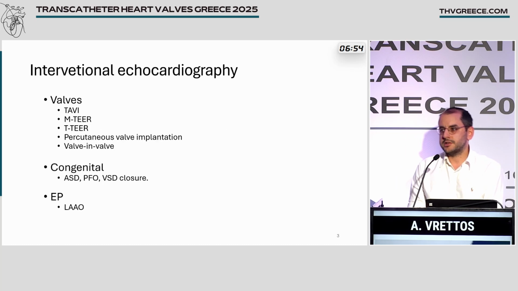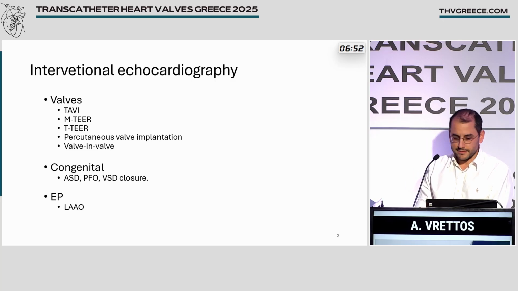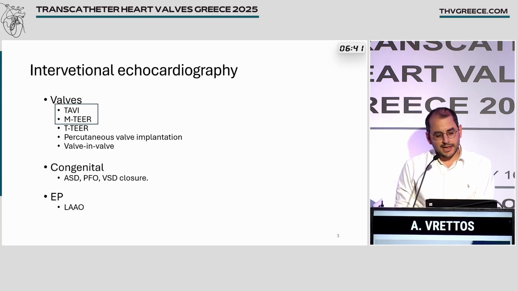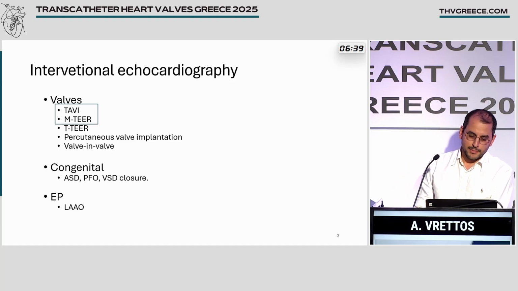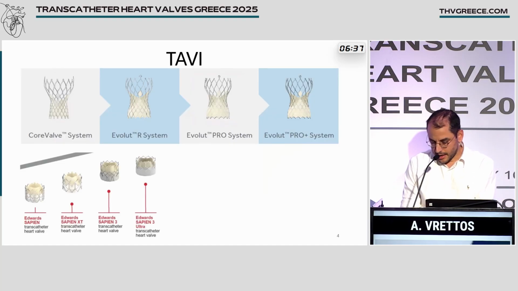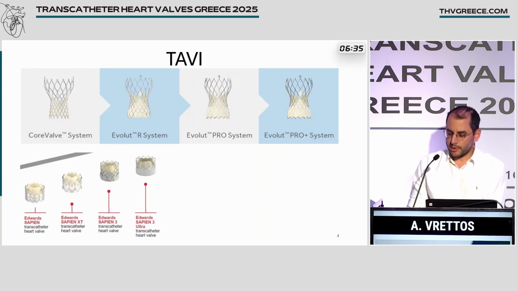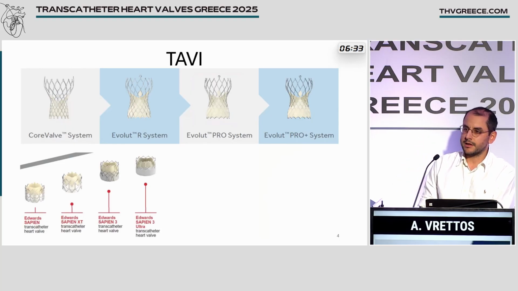When people are talking about interventional echo, they're mainly talking about valves, but interventional echo also supports a number of other procedures, such as congenital and electrophysiology-related procedures. Specifically, and for the sake of time, today I'm going to talk only about TAVI and mitral edge-to-edge repairs. The watershed moment of interventional echo was the birth of TAVI more than 20 years ago, back in 2002. Ever since then, there has been a huge evolution in the available devices.